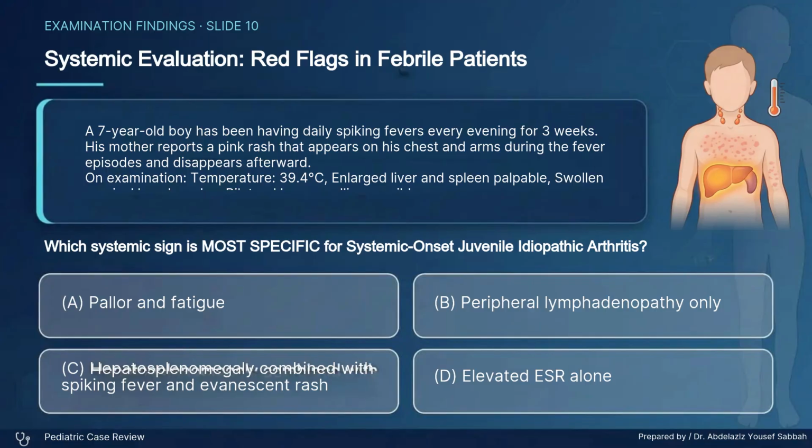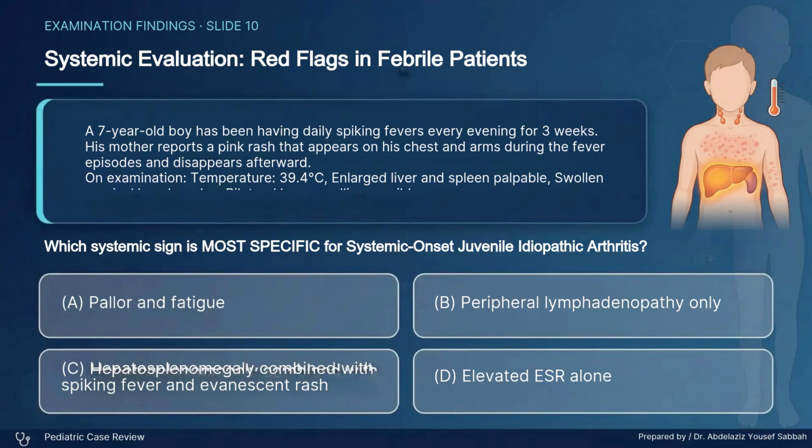Case 5. A 7-year-old boy has been having daily spiking fevers every evening for 3 weeks. His mother reports a pink rash that appears on his chest and arms during the fever episodes and disappears afterward. On examination, temperature is 39.4 degrees Celsius, enlarged liver and spleen are palpable, swollen cervical lymph nodes are noted, and bilateral knee swelling is mild. Laboratory results show erythrocyte sedimentation rate at 112 mm per hour, C-reactive protein at 4.1 mg per deciliter, and ferritin at 920 nanograms per milliliter.